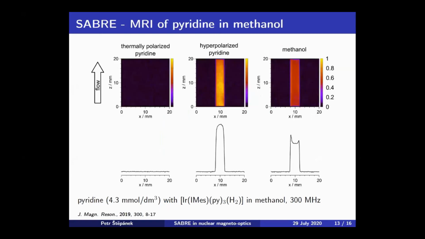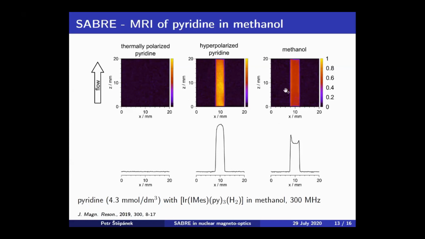We can also use this system for MRI, and here are examples of 3 images of a tubing through which we have the flow of our sample. And these images were taken using soft pulses focusing on either pyridine or methanol signals. On the left, we have the image using thermally polarized pyridine, which produces practically no observable signal. In the middle, we can see quite nice, strong signal of the pyridine, on the other hand, once we switch on the SABRE. And on the right side, we have taken an image of methanol for comparison. As we can see, it is weaker overall than in the case of pyridine, which is consistent with what we have seen in NMR.